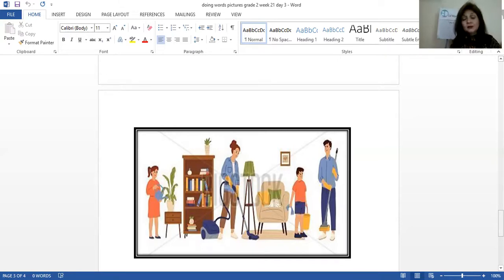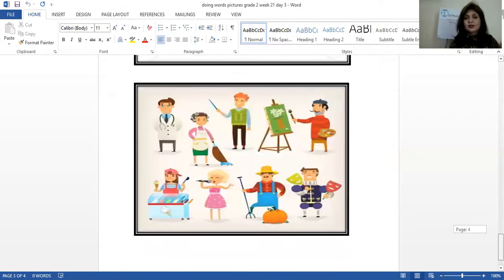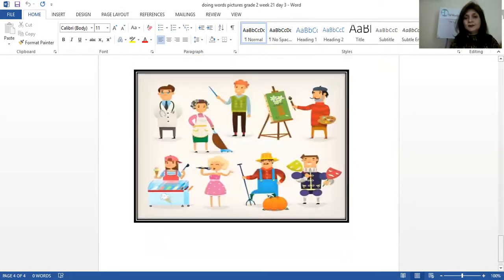So what are the doing verbs you have used? Cleaning, watering. These two are the doing verbs. Correct. And in the last one, what are they doing here? Again, you can see so many people doing so many different things. One man is painting a picture. A woman is cleaning the floor.